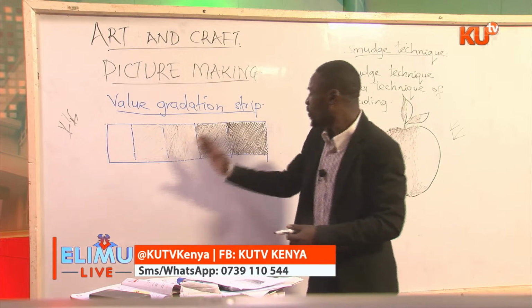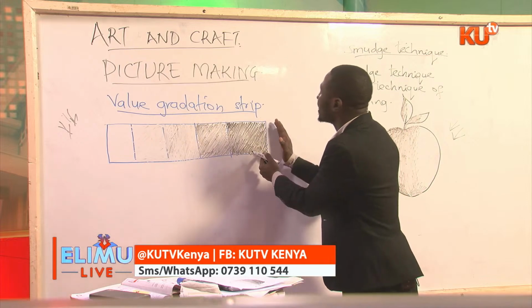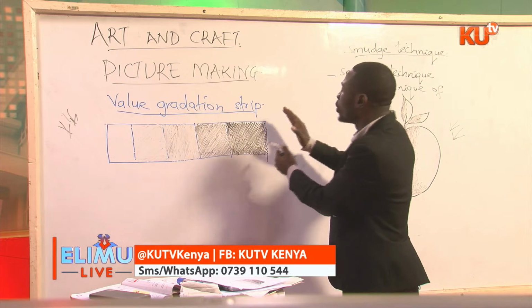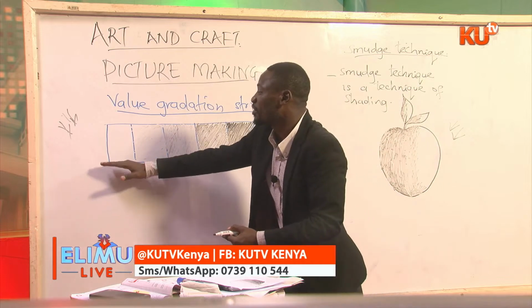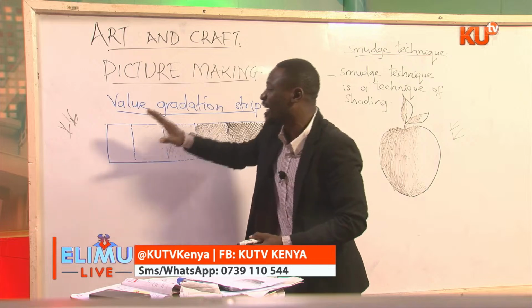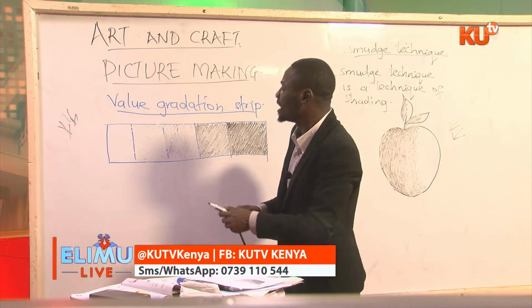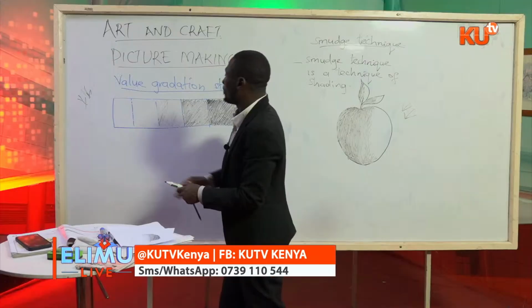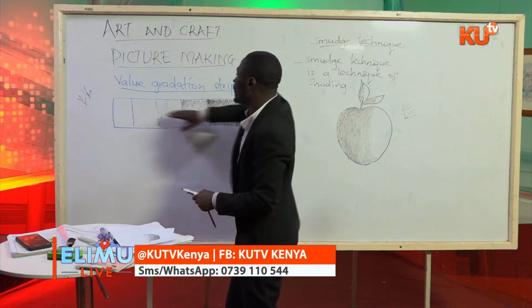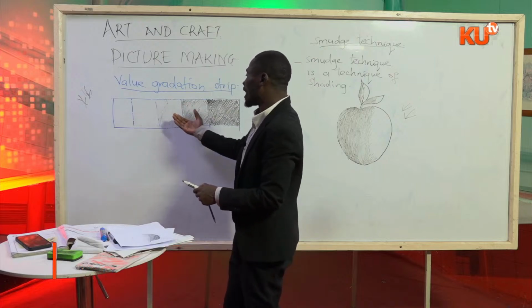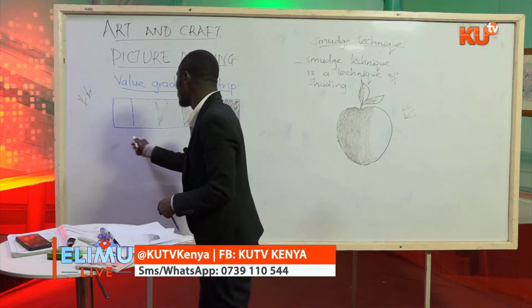If, for example, this is an item, this part is the darkest. That means that on this side there is no light, or there is less light compared to this side. This side has enough light, and therefore we don't need to shade it, or if you shade it, you shade it slightly. But as we move towards this side, the light is disappearing and the darkness is appearing. So we can say this is one.